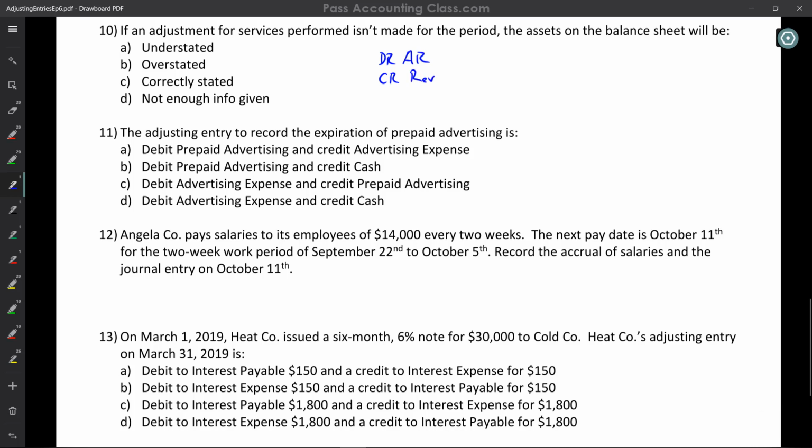When we look at accounts receivable, that's an asset account. That represents money that customers owe us. And that's what we're talking about here. Services performed, but we haven't made that adjustment yet. So our asset balance would go up if we recorded this adjustment. But since we don't record it, our assets are going to be understated. So the answer here is going to be A.